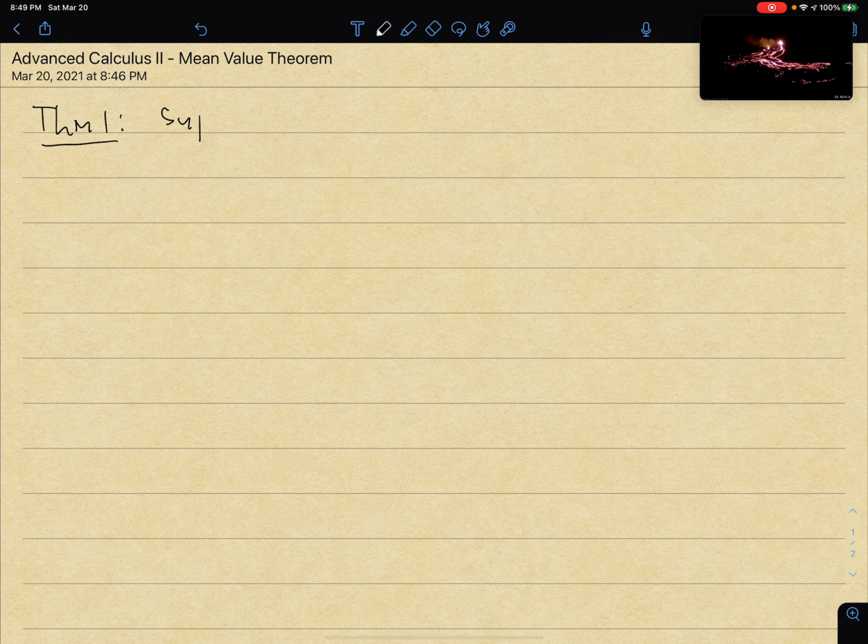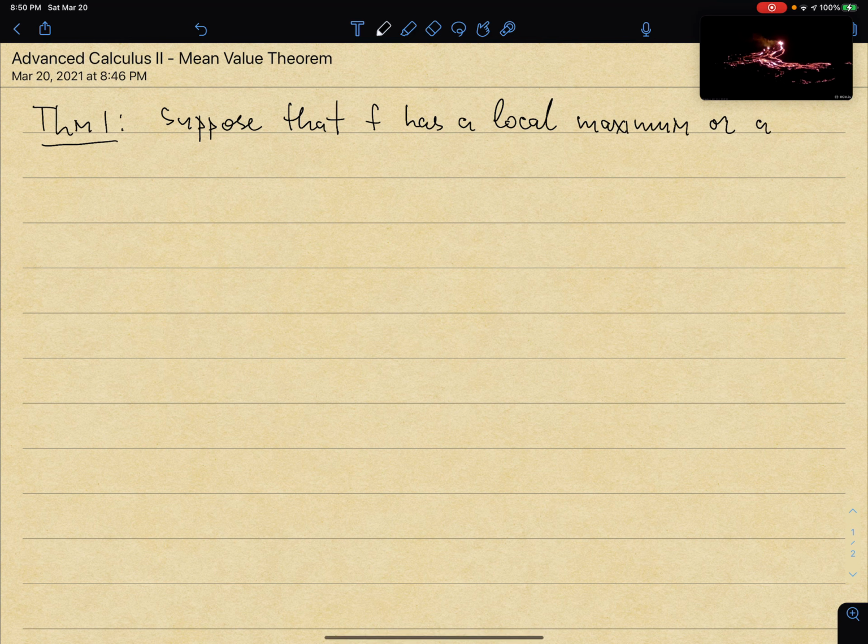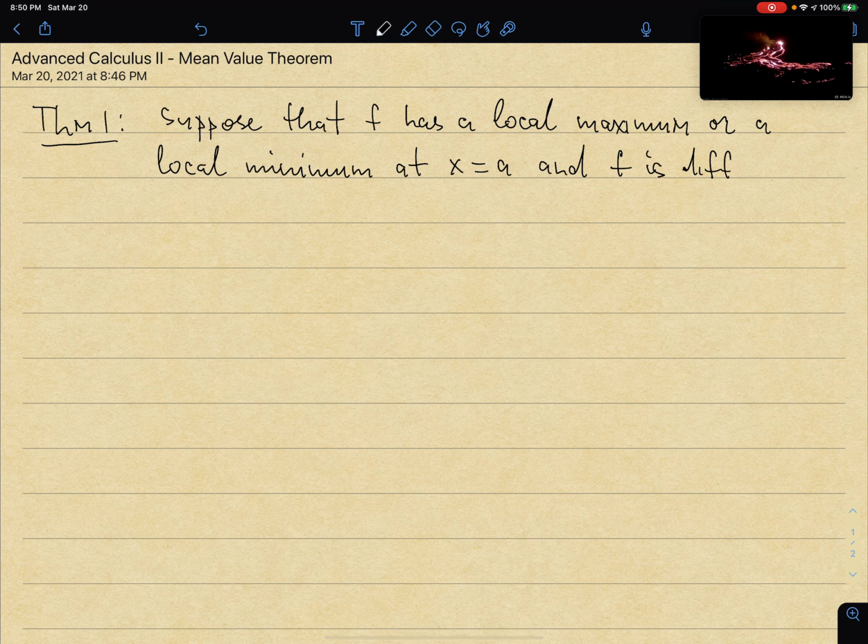Suppose that f has a maximum, in fact, a local maximum, or a local minimum at some x equal to a, and also let's suppose that f is differentiable at a.